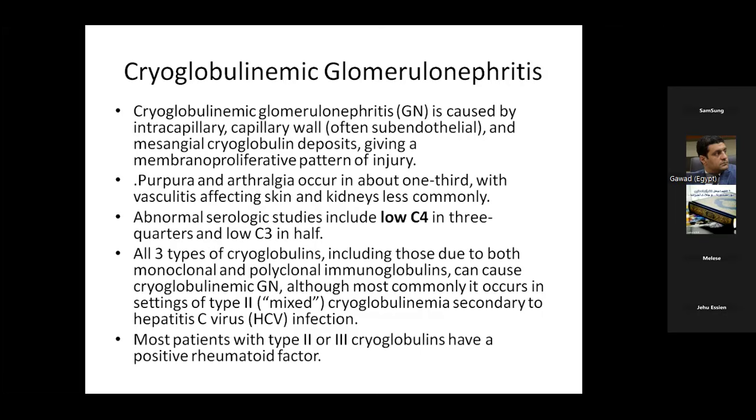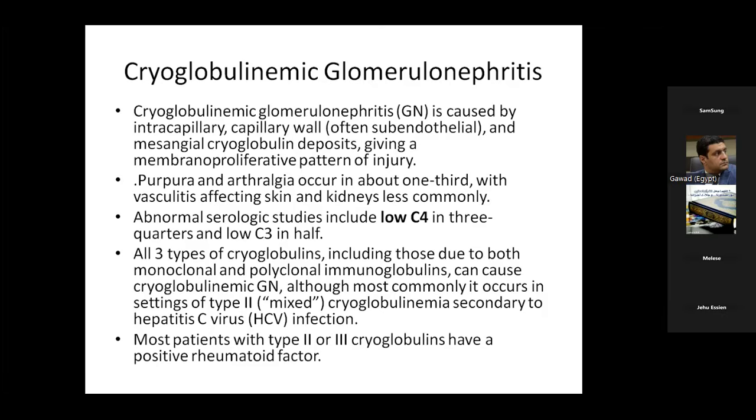Cryoglobulinemic GN is caused by intracapillary and capillary wall or subendothelial deposits of cryoglobulin, giving mainly a membranoproliferative pattern of injury. These patients usually have purpuric eruptions with arthralgias, secondary to vasculitis affecting their skin. Abnormal serologic studies include the famous low C4 in three-quarters of these cases, and sometimes a low C3. It has three types, including those due to monoclonal and polyclonal.